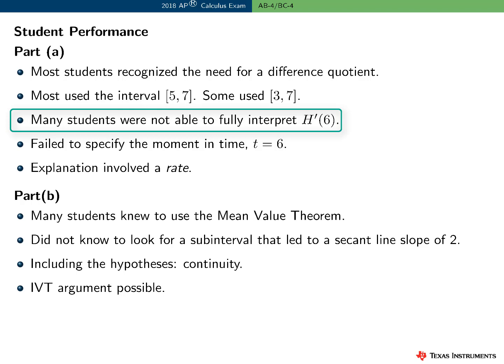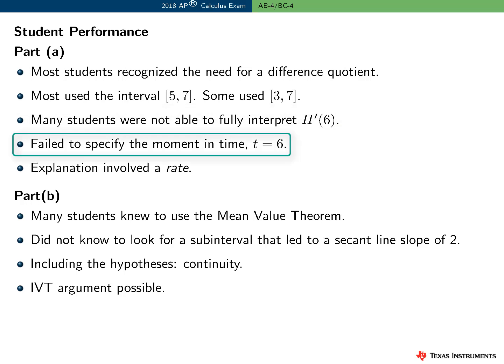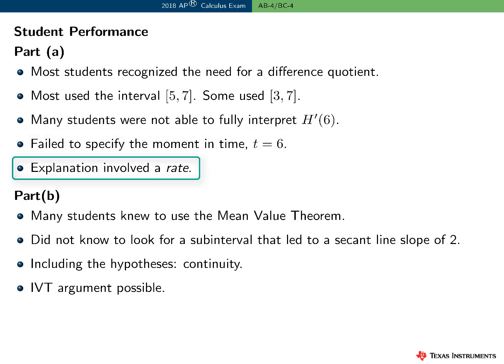Many students were not able to communicate a complete interpretation of h' of 6, and in their interpretation, many students failed to specify the exact moment in time, t equals 6. And the explanation here involved a rate, and many students had trouble conveying that concept, or simply did not recognize this expression as a rate.